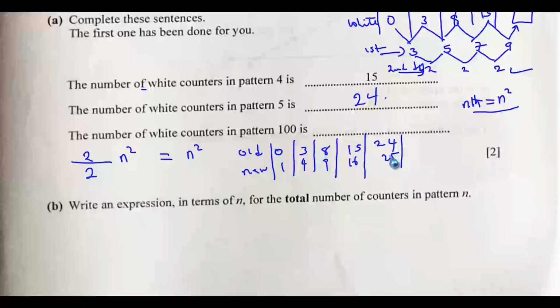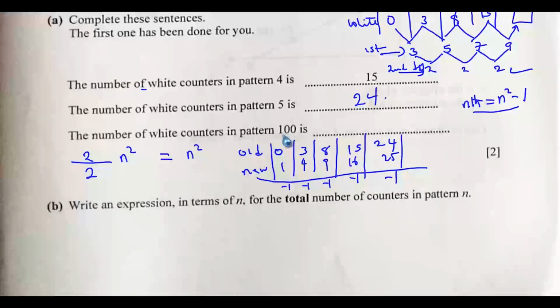Now we need to subtract the new from the old. So 0 minus 1 is minus 1, 3 minus 4 is minus 1, 8 minus 9 is minus 1, 15 minus 16 is minus 1, 24 minus 25 is minus 1. Since we have a common difference of minus 1, we just have to add minus 1 to our nth term, so it should be n squared minus 1. This is what we're going to use to get the number of white counters in pattern 100.